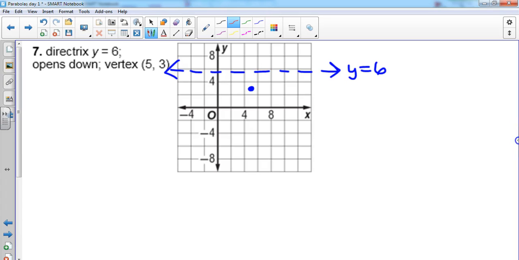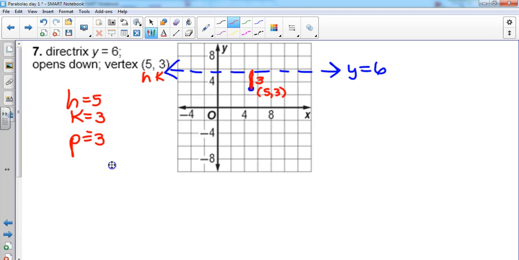What else do you want to tell me? We actually know H and K, right? Do we know P? P is this distance, right? I don't think that's 1. Oh, I was thinking 5. Yeah. It's the up and down change from 5, 3 up to the line y equals 6. So P is 3. And it's going down, so it's going to be negative 3.